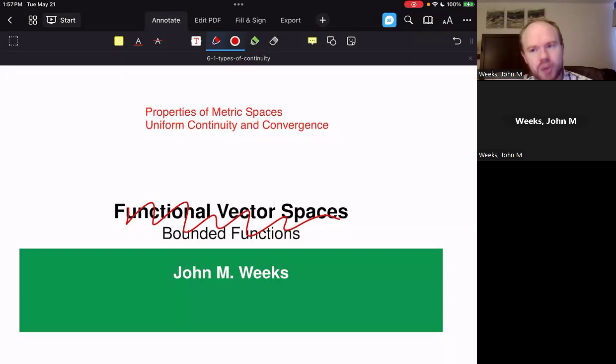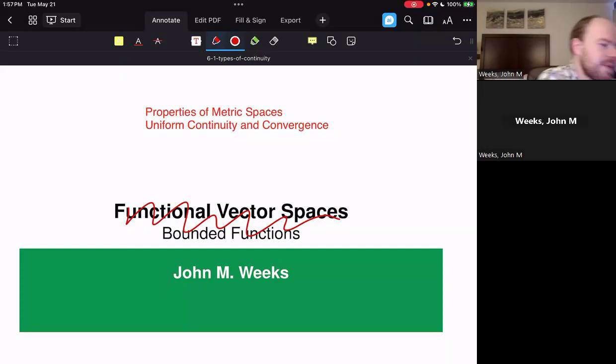We're also going to go ahead and start introducing equicontinuity because we're going to start analyzing, if we're looking at functional vector spaces, what do compact sets even look like? That'll be something that we start developing here in today's lesson.